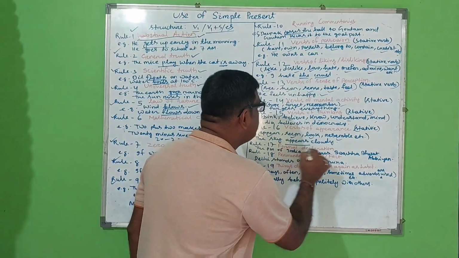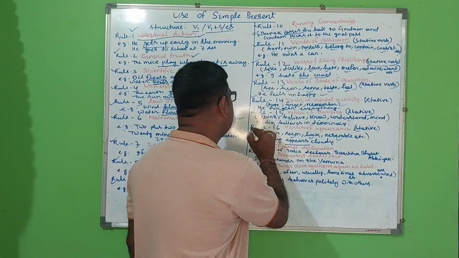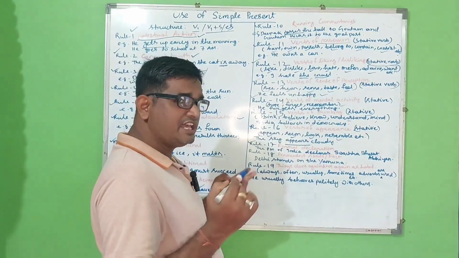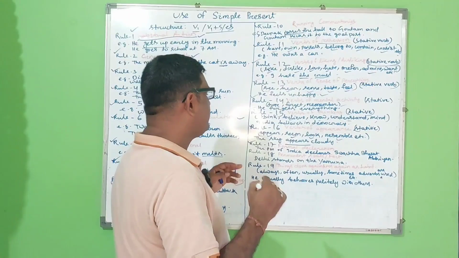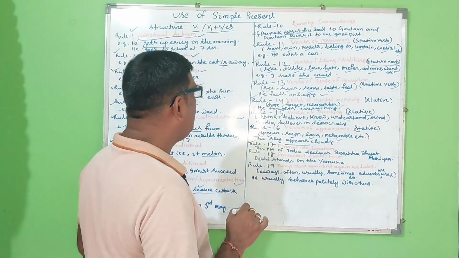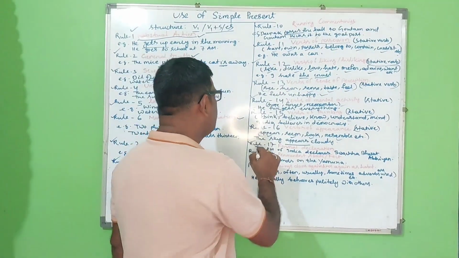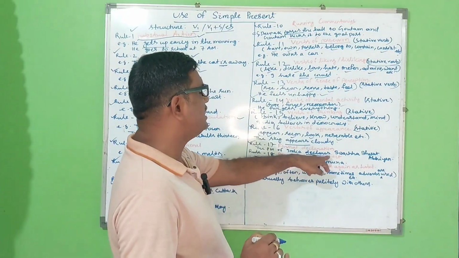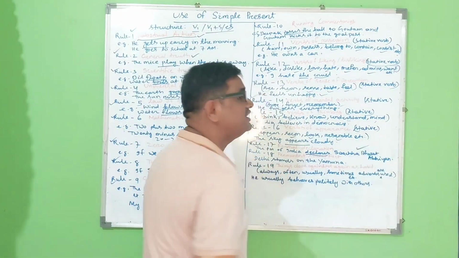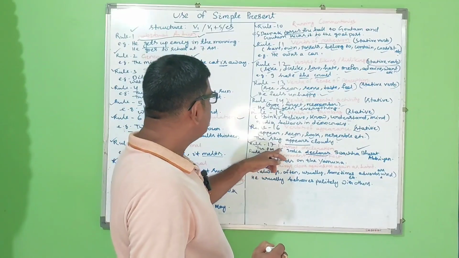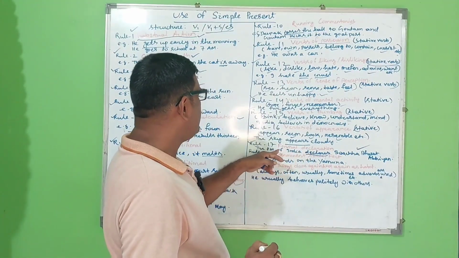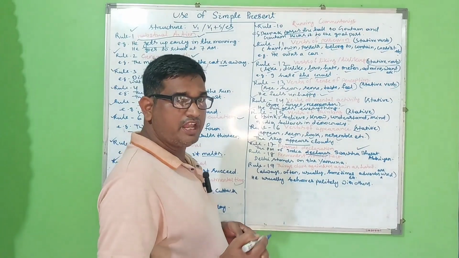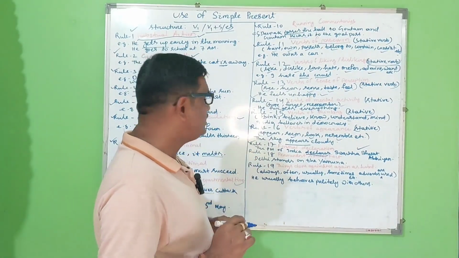Then you say formal declaration. Rule number 17, that is formal declaration. Okay, when we announce some formal declaration, we use simple present tense. The PM of India declares. Okay, the PM of India declares Swachh Bharat Abhiyan. Okay, so it is formal declaration. Clear? The collector of our district inaugurates the flower show. Are you getting or not?